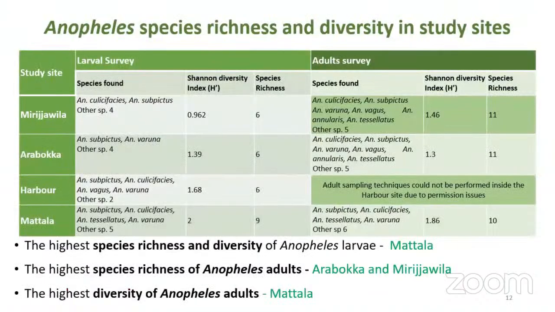Anopheles species richness and diversity. When considering the larvae, the highest species richness and diversity were recorded in the Mattala study site. The highest species richness of Anopheles adults, 11, was recorded in the Araboka and Mirichavila study sites. The highest diversity of adults, 1.86, was recorded in the Mattala study site.